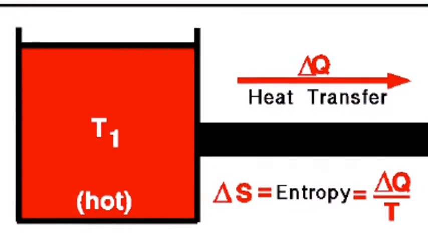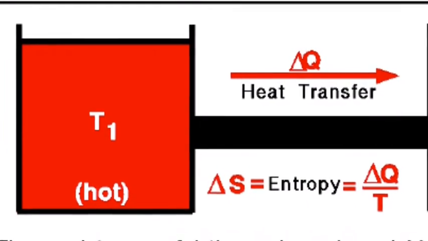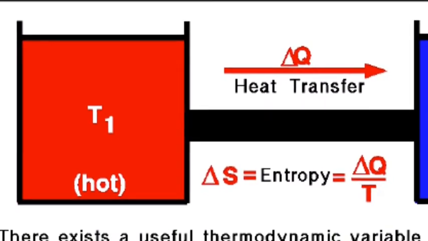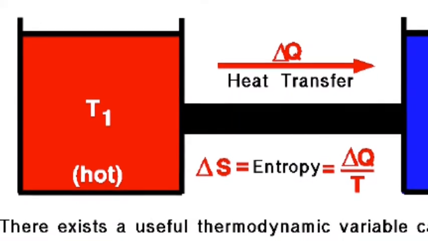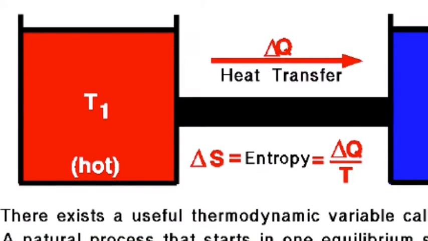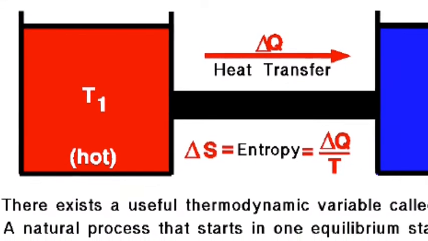It is defined in the equation as the change of entropy is equal to the change in thermal energy over the temperature. Remember that temperature should be in Kelvin. If not, you can make the conversion as I mentioned previously.